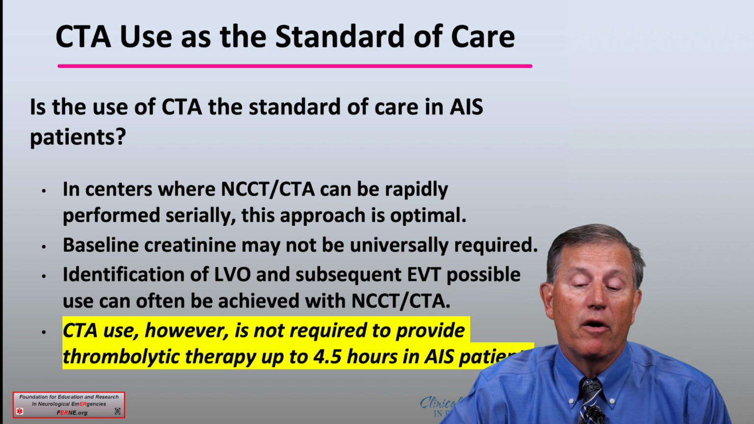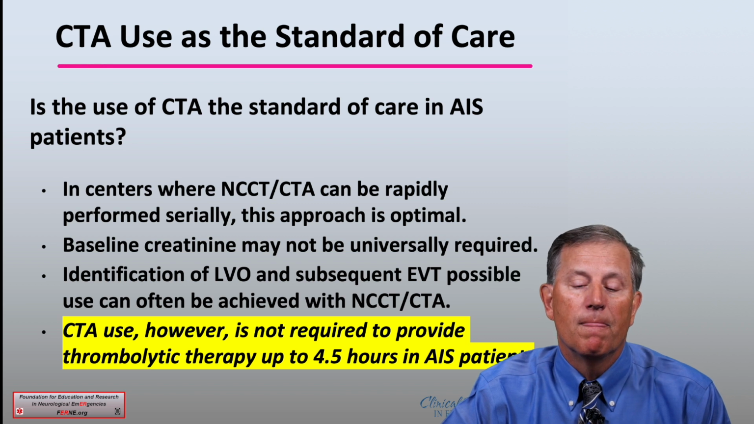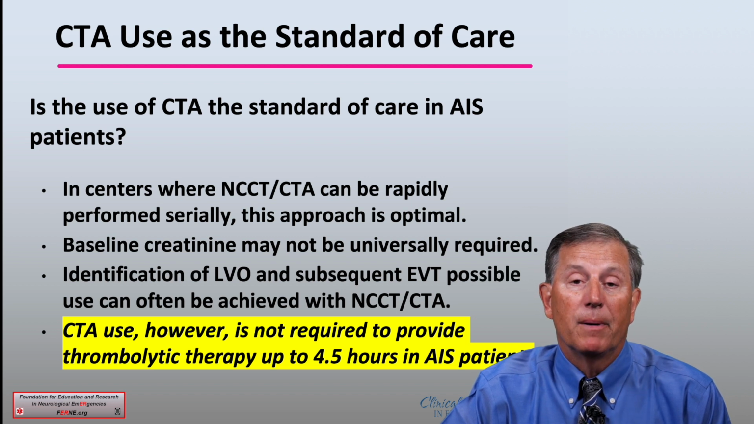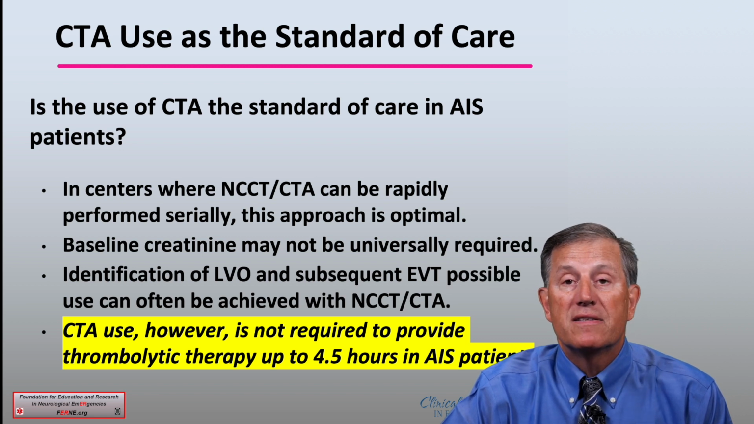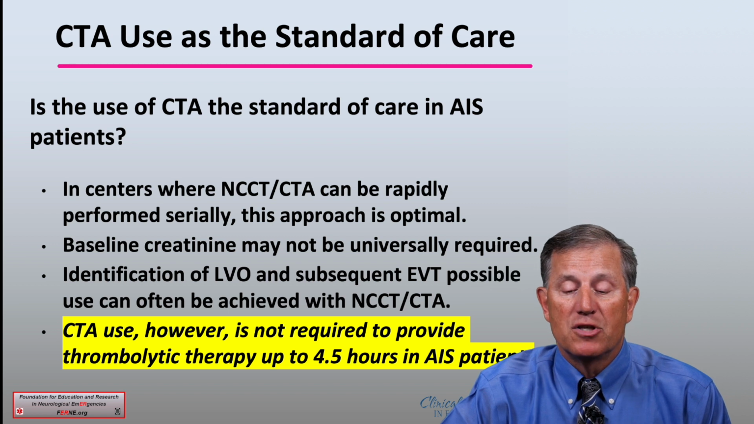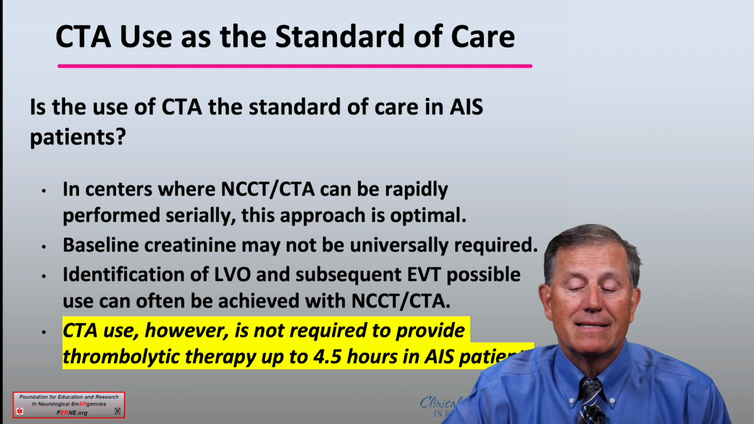In summary, in centers where non-contrast CT and CTA can be rapidly performed serially with the patient on the CT table, this approach clearly is optimal. The baseline creatinine may not be universally required. In fact, without significant renal risk, it probably should not be determined before the CT and the CTA can be done. With the non-contrast CT and CTA, the ability to identify an LVO and to transfer patients for EVT is often easily achieved because of the ability of these two tests done serially. But remember, CTA use, however, is not required to provide thrombolytic therapy up to 4.5 hours in acute ischemic stroke patients.